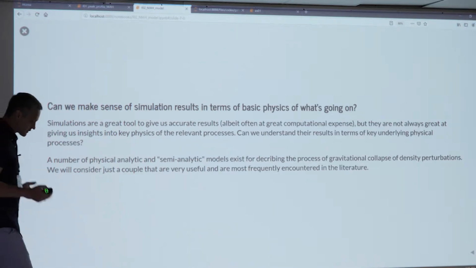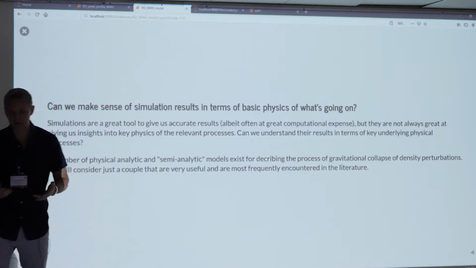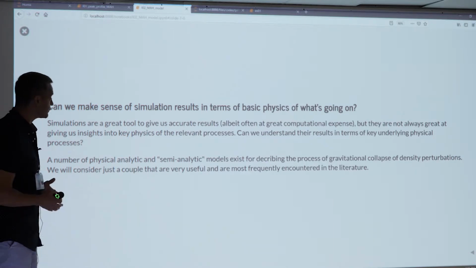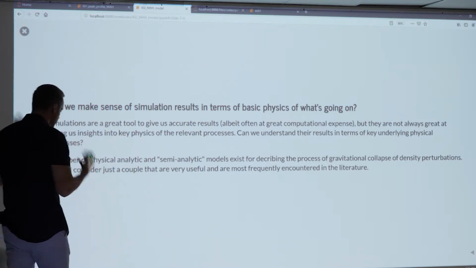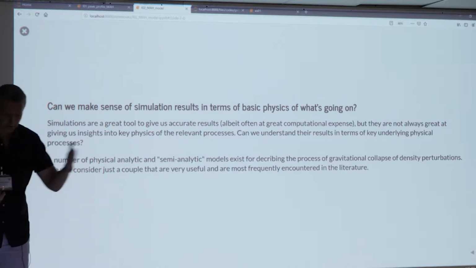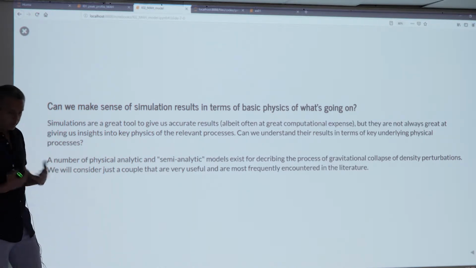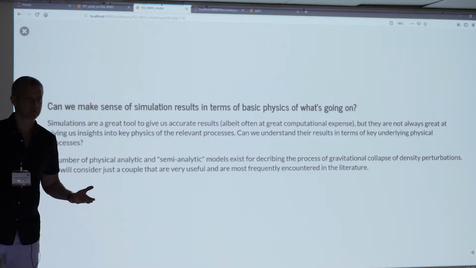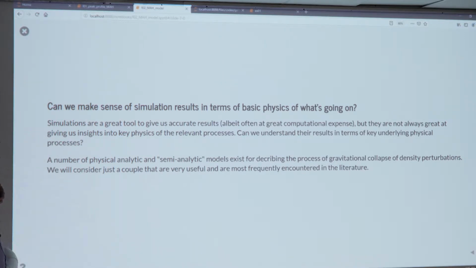Okay. So simulations are great. We saw a number of movies already. They show us complexities. They give us reasonably accurate answers. But the question is, how can we understand what's happening in simulations? Is it possible? Anatoly in the morning showed you that a lot of things can be understood using analytical models such as the Zeldovich approximation, right?